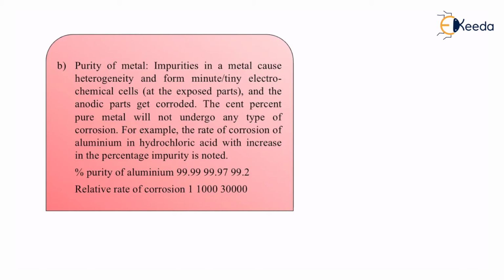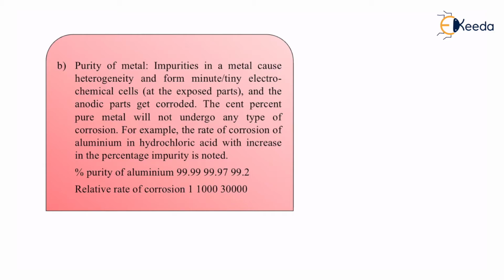So let's see the purity of metal and how it affects. Impurities in a metal cause heterogeneity. Now what do we mean by heterogeneity? In chemistry there are two things: homogeneous and heterogeneous. Homo means same, hetero means different. So if I say I have a homogeneous substance, that means the entire substance is made up of the same kind of elements or the same kind of compounds. But if I say I have a heterogeneous substance, that means the entire substance is made up of different kinds of elements. And if I have a metal which has impurity, then that particular metal will have two things in it: the metal itself plus the impurity. That means it will have two different things, and in chemistry different is known as hetero. Thus we call it heterogeneity, and it forms minute tiny electrochemical cells at the exposed parts, and the anodic part gets corroded. So with the help of different impurities, corrosion takes place very quickly.